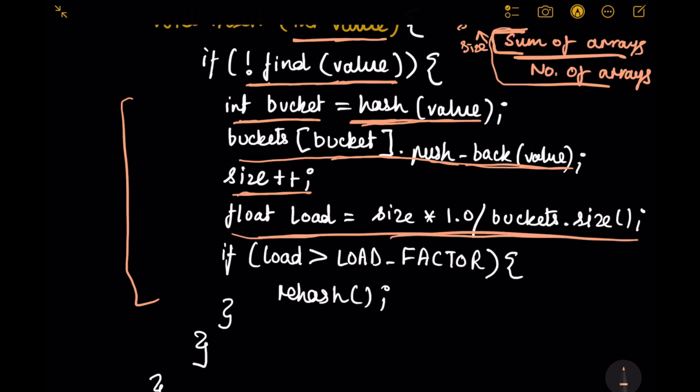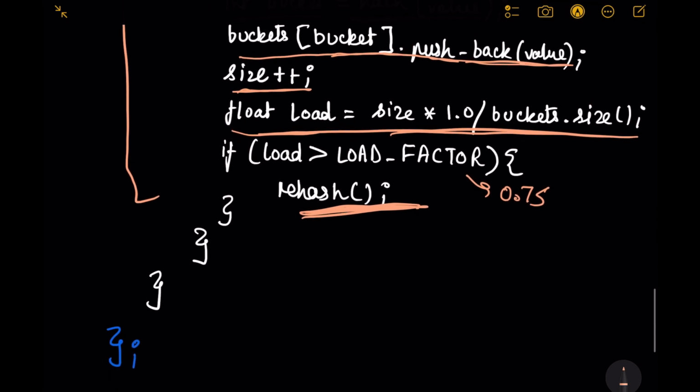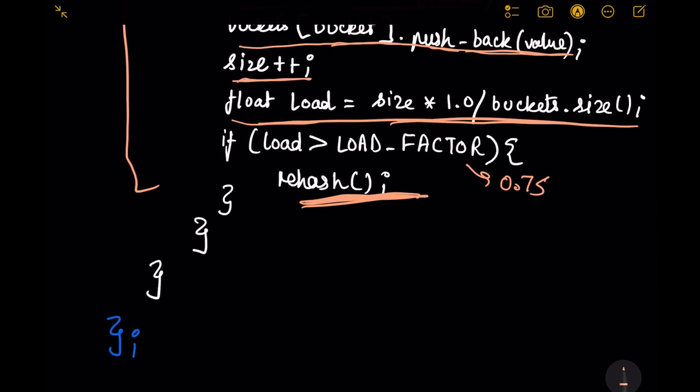Now if this load goes beyond the predefined load factor, which is 0.75 in this case, then we call the rehash helper method. Rehash helper method helps us to reduce the load, as we have already discussed. So what we are doing, we first check whether the element is already present or not. If it's not present, we insert it into the set and find the load for our new set. If this load breaches the predefined threshold, we do a rehash. Otherwise, if the load has not gone beyond the threshold, we don't have to do anything, and we simply return after inserting the element. So that's all for the implementation of a hash set.